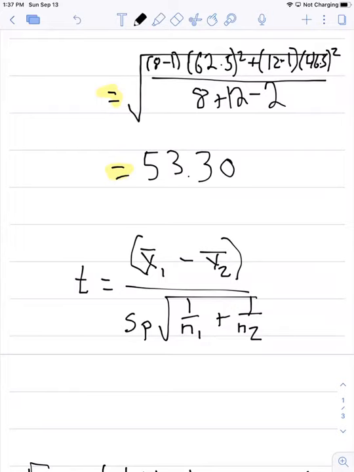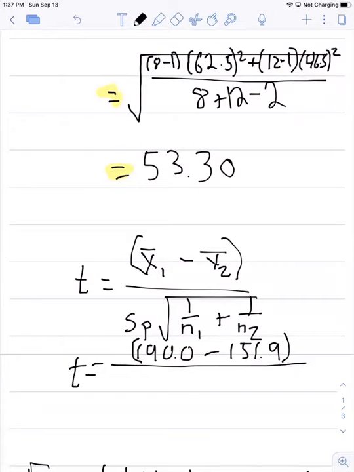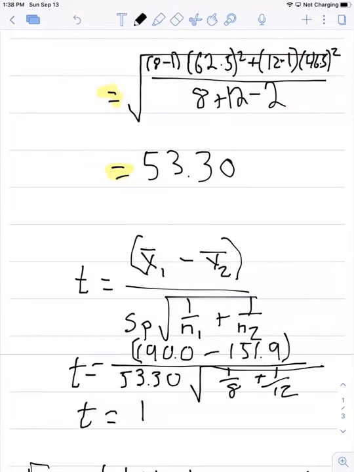To do that, I could calculate my value T as 190.0 minus 151.9. Remember, these are the bushels per acre, the mean values for both of the data sets. And then my pooled standard deviation I calculated was 53.30, multiplied by the square root of 1 over 8 plus 1 over 12. We can do that, and when you calculate it, you'll get a value of T that equals 1.57. So that's where that falls on the T distribution.